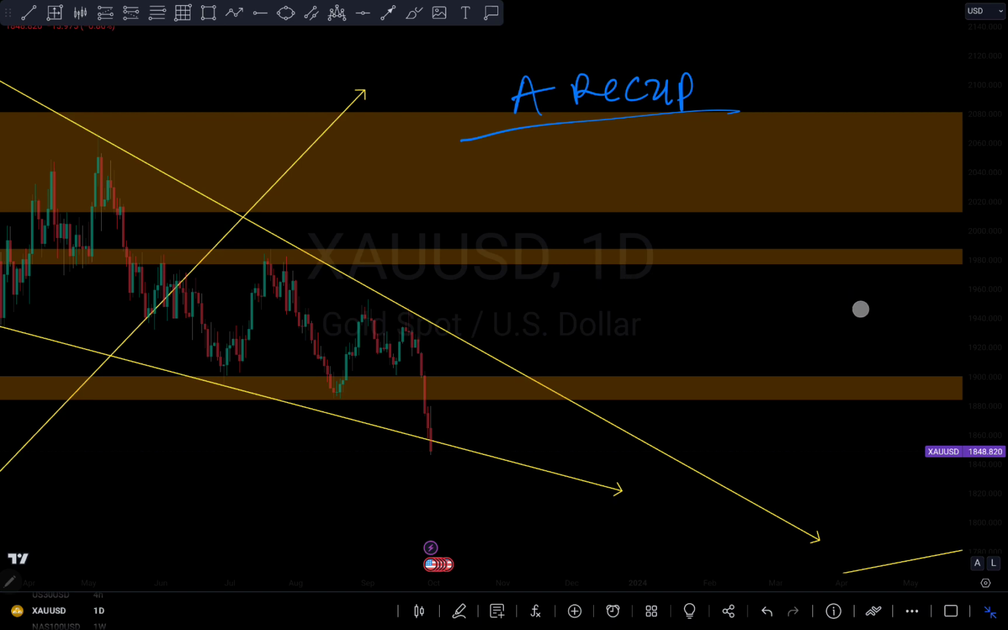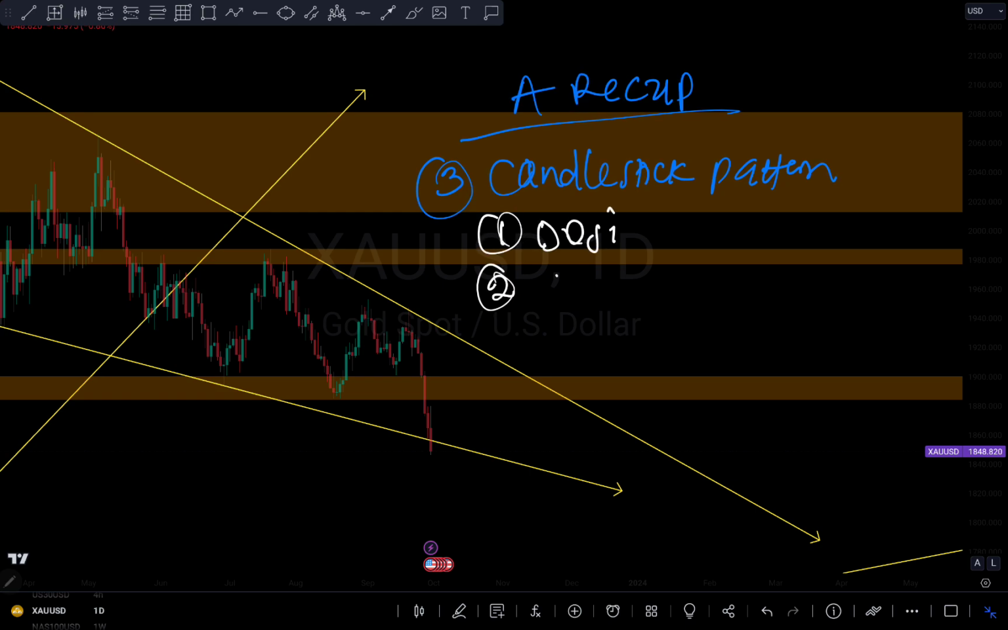So number 3 will be the candlestick pattern. The candlestick pattern will be doji, engulfing. That is what I use most of the time, and probably hammer. Like I said, there are multiple candlesticks. Just look for the candlestick that works for that particular instrument that you're trading. That is what I use for confluences most of the time.